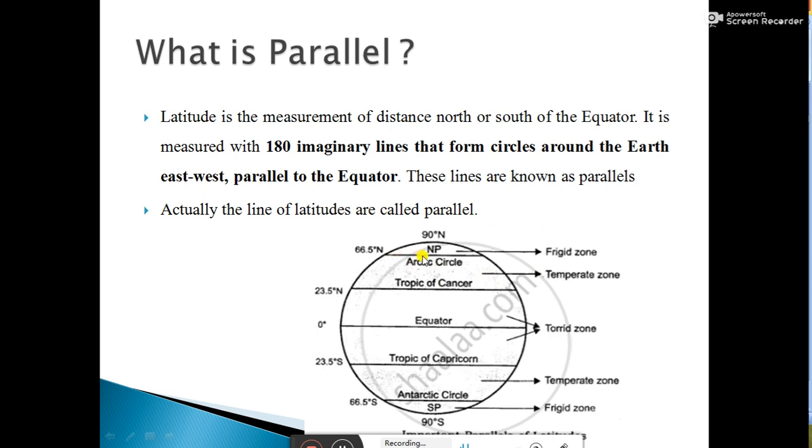This line is the 60° 5' north parallel. This line is the Arctic Circle or 60° 5' south parallel. This line is the Tropic of Capricorn or 23° 5' south parallel. This line is the Tropic of Cancer or the 23° 5' north parallel, and this line is the equator or 0° parallel.